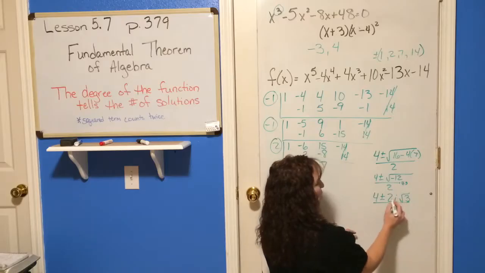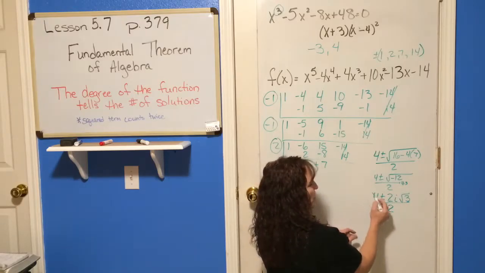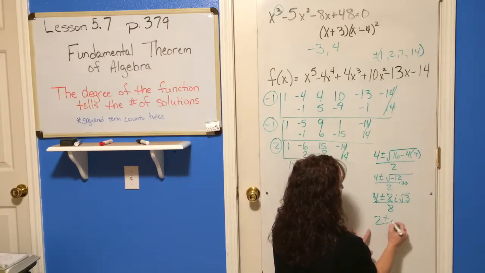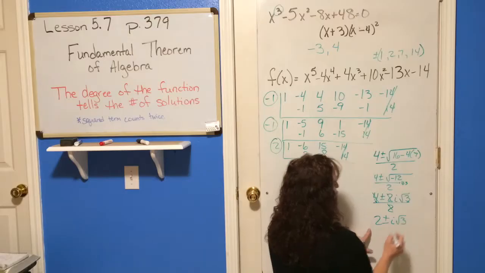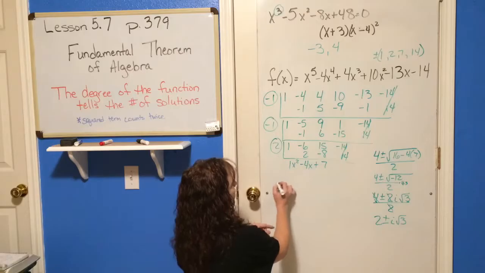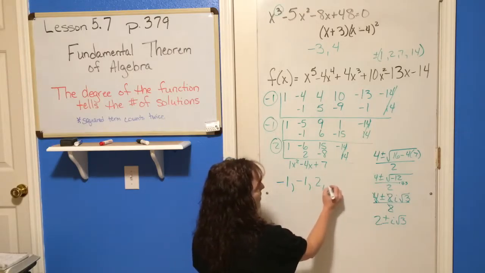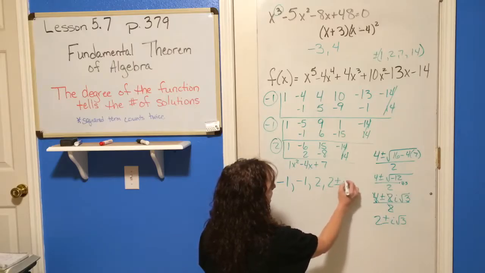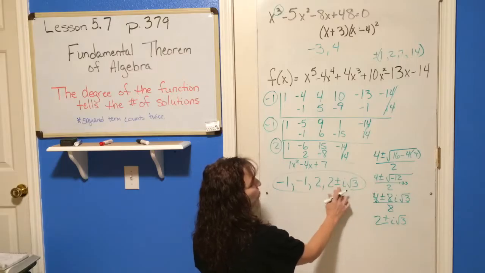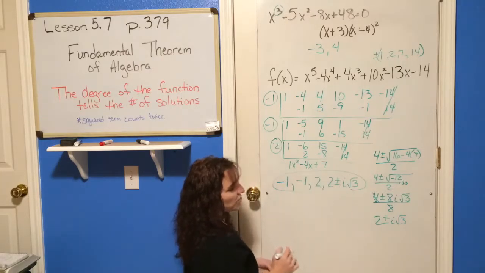All over 2, we can reduce down because we've got factors of 2 in both of these. So we end up with 2 plus or minus i square root of 3. So we do end up with negative 1, 2, and 2 plus or minus i square root of 3. Those are our 1, 2, 3, 4, 5 solutions because this is plus or minus. So these are our 5 solutions.